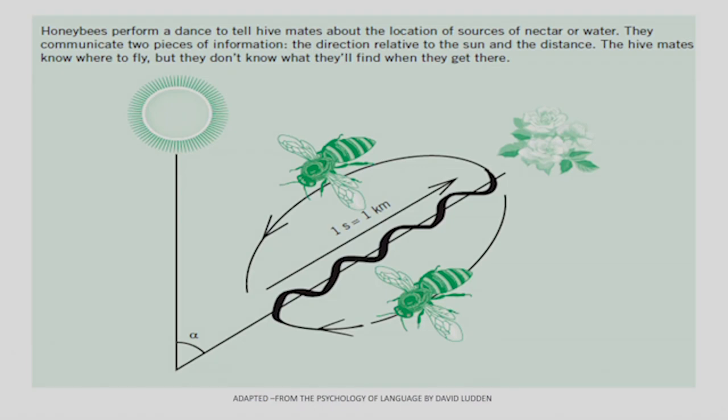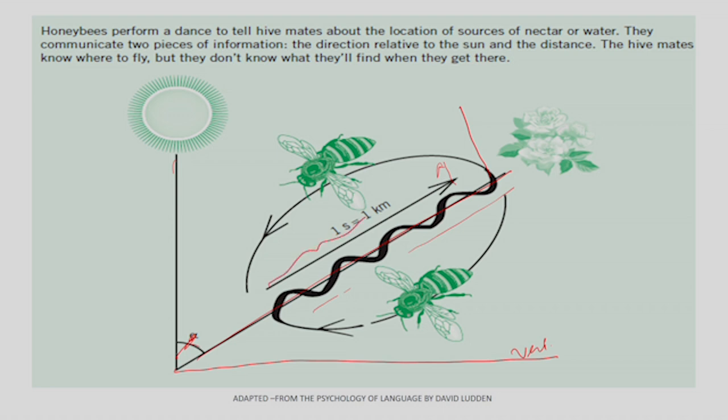And so, this particular diagram is adapted from David Ludden's book, which I have been using for making these lectures. And as you can see, this is the waggle dance that we have. As you see, it starts moving in a particular waggle. The angle that it is making to this perpendicular, this is 90 degrees, this is my vertical axis, the angle that it is making to the vertical axis will tell you at what angle the source of the nectar is.